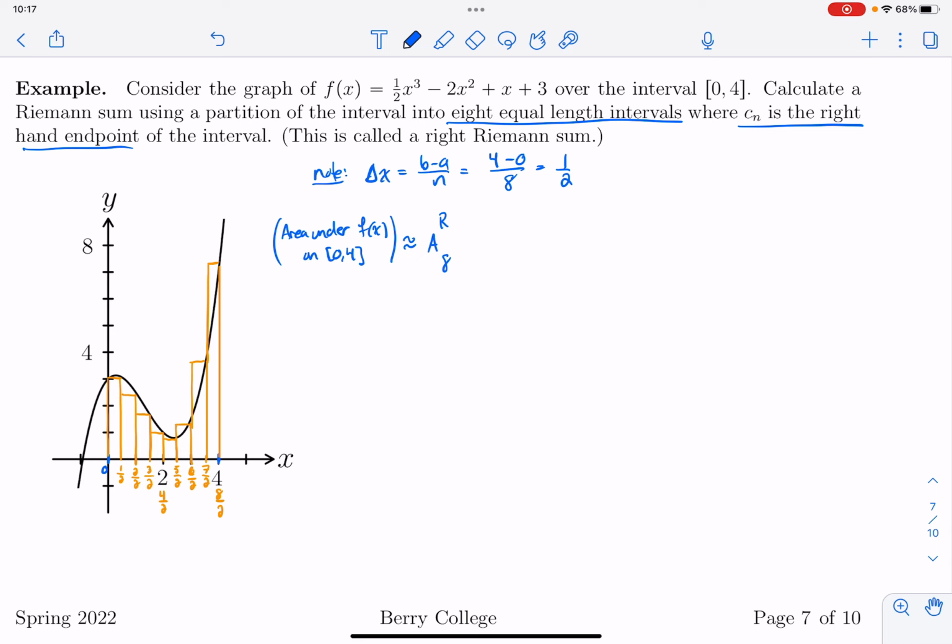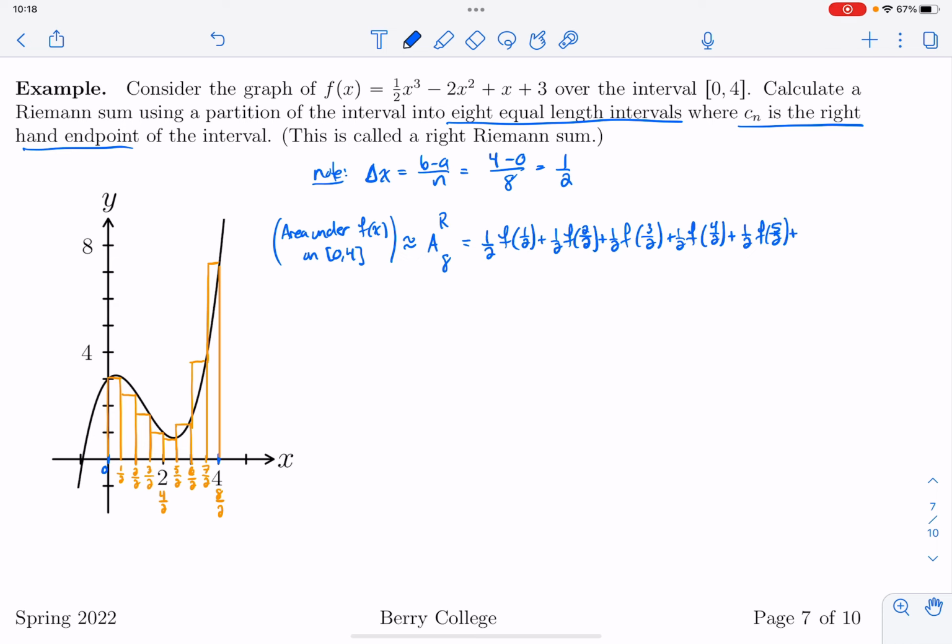And here, doing what we did before, this is the same as what would we write? We would say the first rectangle is 1/2 times f of 1/2, plus 1/2 times f of 2 over 2, plus 1/2 times f of 3 over 2. And we can do this over and over again. We're going to get f of 4 over 2. This is what we were doing before, right?